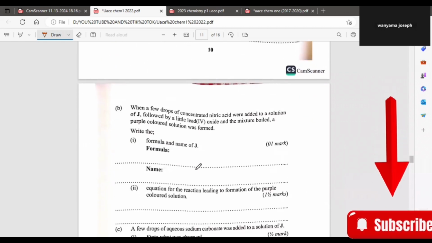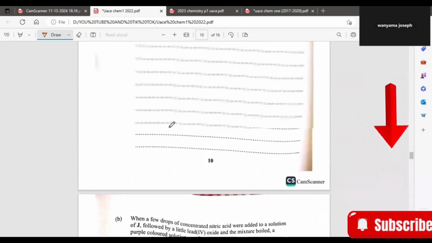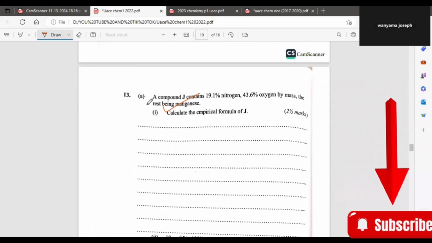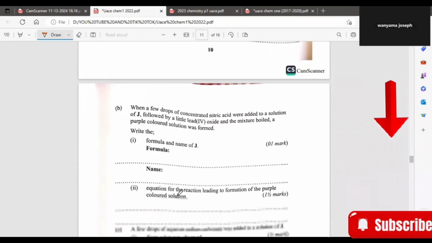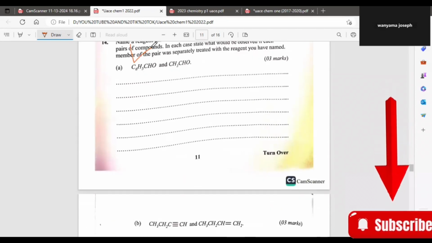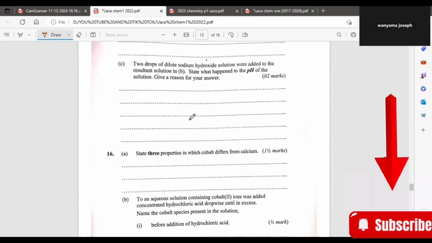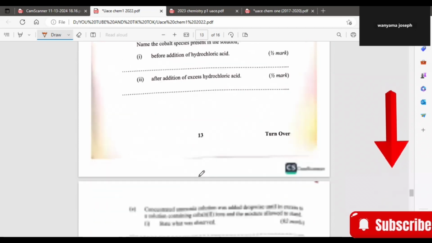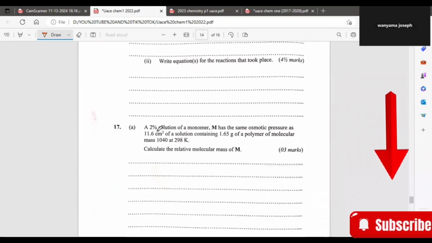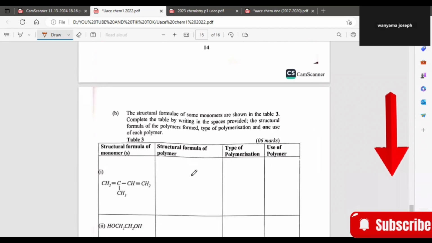This is again inorganic. The question starts with the empirical formula. So this is organic. This is physical. This is inorganic. You can see that there are quite a number of inorganic questions.